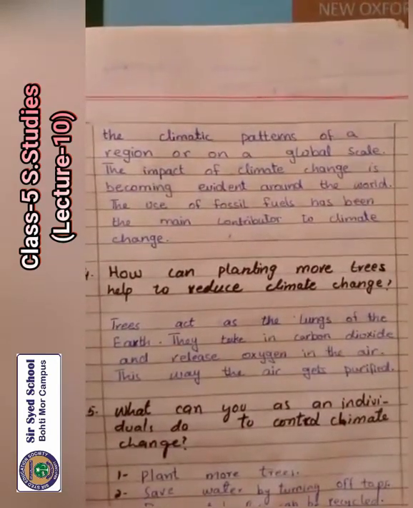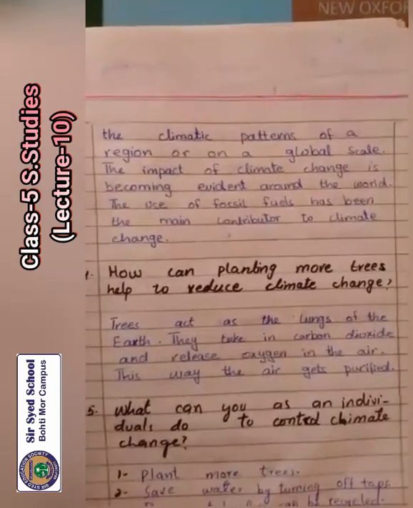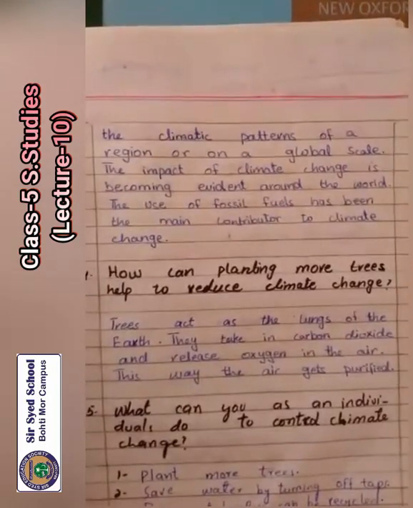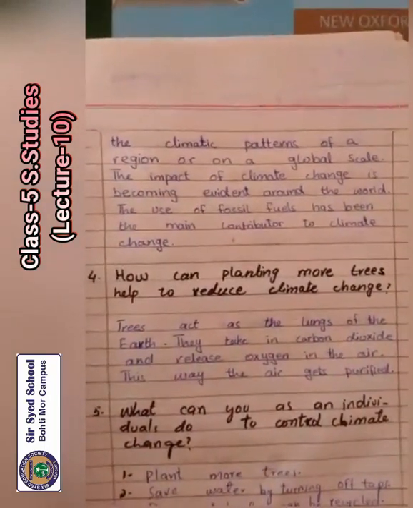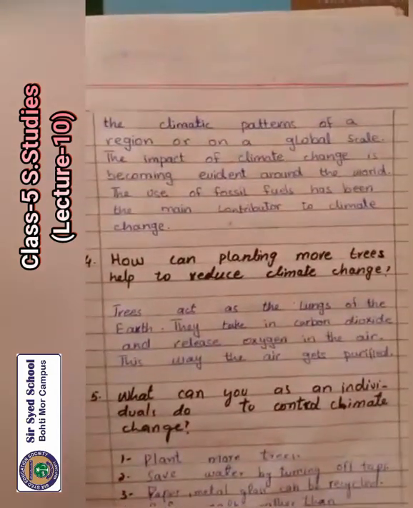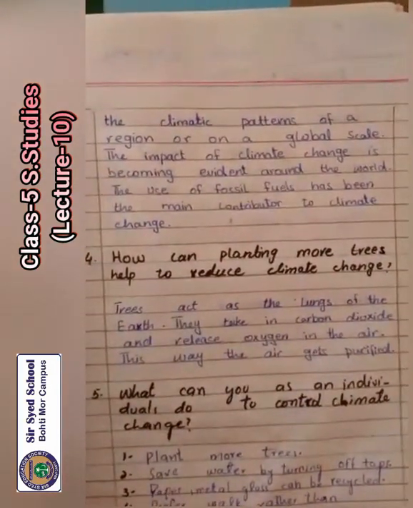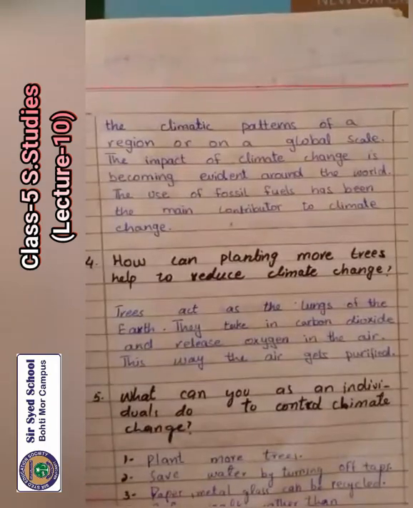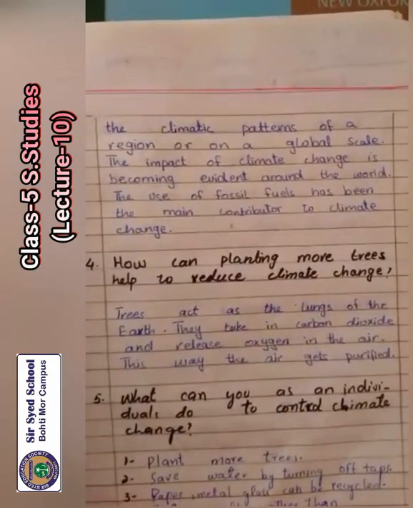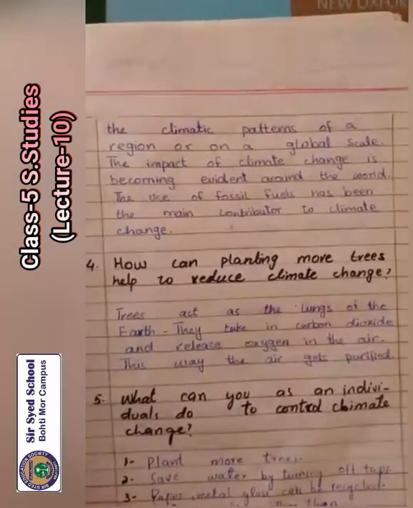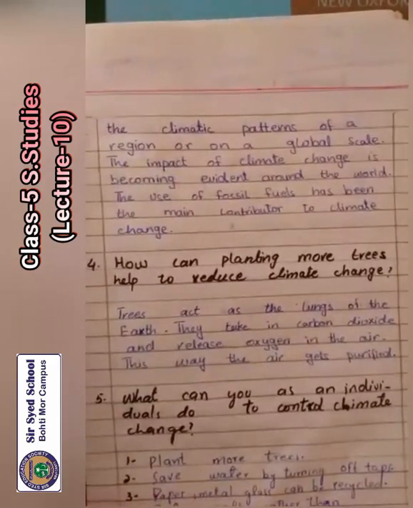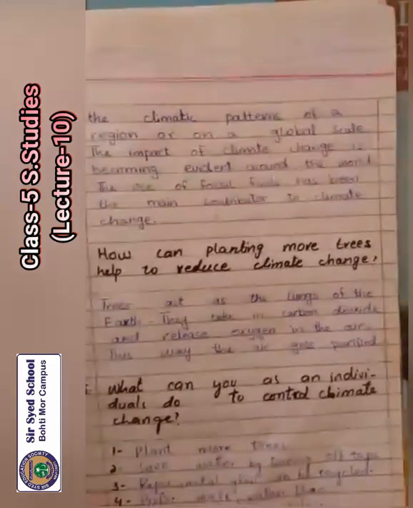The use of fossil fuels has been the main contributor to climate change. Question 4. How can planting more trees help reduce climate change? Trees act as the lungs of the earth. They take in carbon dioxide and release oxygen in the air. This way the air gets purified.